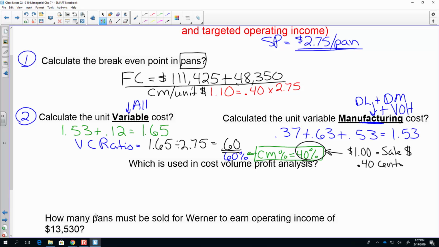Make sure that's right, auditors. I think that's right. Or what else could I have done? 275 minus 165. Or $2.75 minus the variable cost of $1.65 will also get you the 110. Either way will work, so it's nice to double check your work. You come out to the same answer.